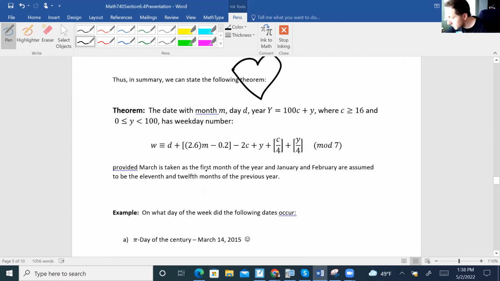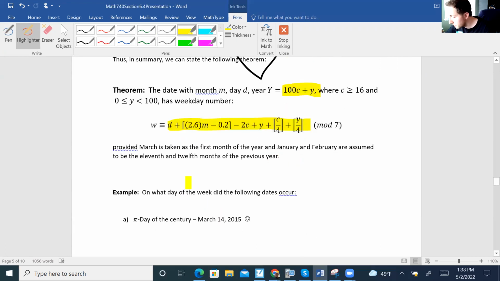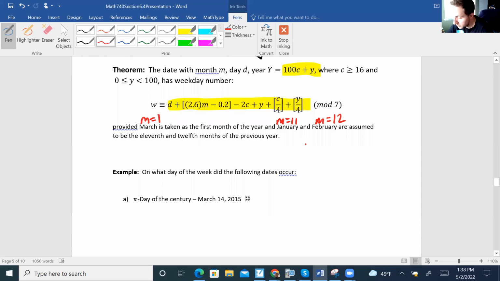So our theorem says the date with month M, day D, and year capital Y given by our expression from earlier, 100C plus Y, where C is greater than or equal to 16 and 0 is less than or equal to Y is less than 100, has weekday number given by the expression I just mentioned. Again, we're assuming March is taken to be the first month of the year. So March is M equals 1. January is assumed to be month 11 of the previous year, and February is assumed to be month 12 of the previous year. So let's use this to calculate a couple days.